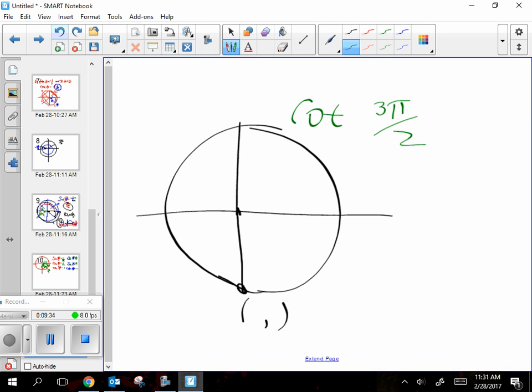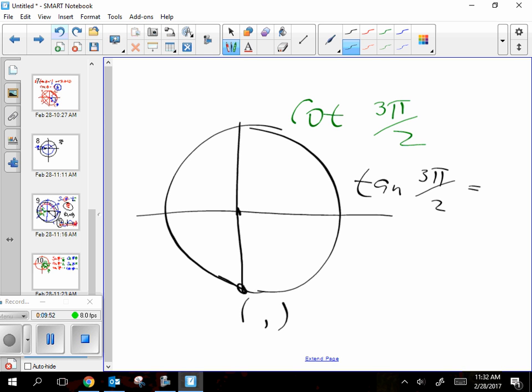So I would say I'm not doing cotangent. I'm going to do what? Tangent of 3 pi over 2. Now some people will flip that by accident. That is wrong. We don't flip the angle. We flip the answer. Stuff after the equal sign. That stuff gets flipped.